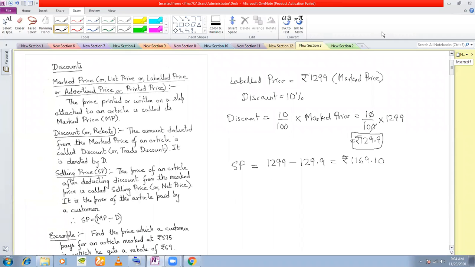Mark price is the price that you find on the label, the price tag that is there on the article. Discount is a reduction in price on the mark price or the label price. Selling price is the price that the customer is paying, the price of the shopkeeper.